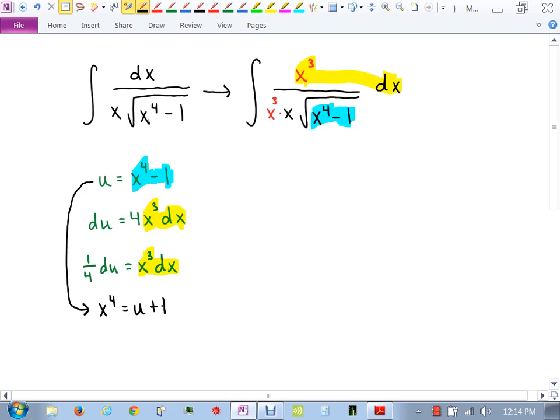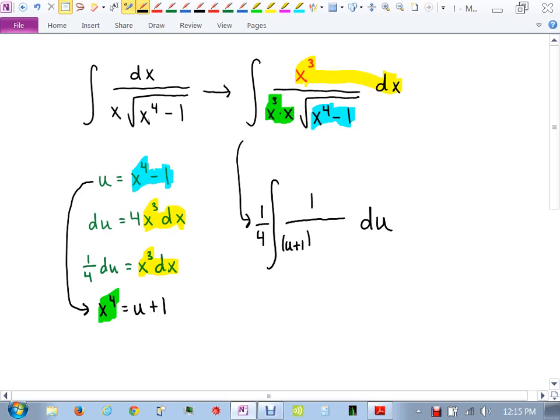Okay. So let's try and rewrite this integral. Integral. My x cubed, I'm highlighting some stuff here. x to the fourth, that's this. My x cubed dx turns into what? 1/4 du. So I'm going to pull the 1/4 out, and throw the du in the back. Then I'll have 1 over, what is my x to the fourth, that green stuff there? What's that x to the fourth going to be? u plus 1. And then the square root of u. Yes? Y'all agree with that?